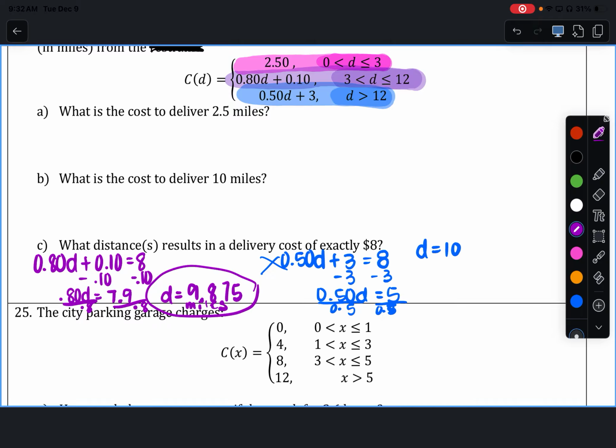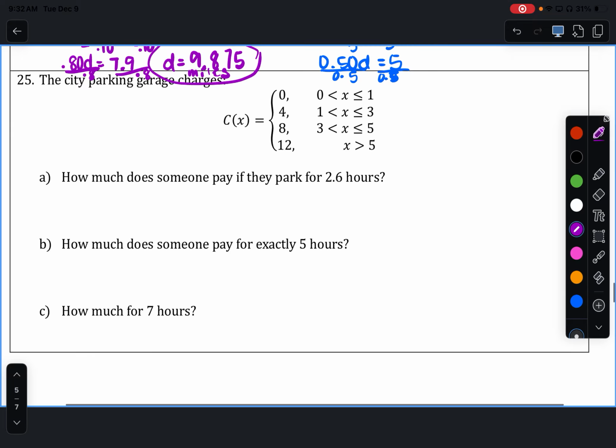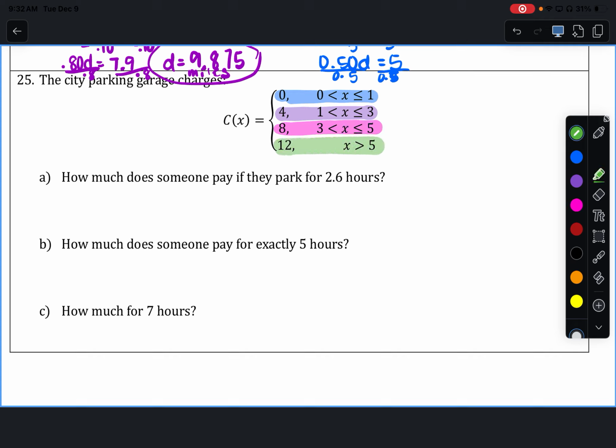Okay. Now, we're going to look at number 25. So 25 is the city's parking garage charges C of X. So it charges $0 between 0 and 1 hours, $4 between 1 and 3 hours, $8 between 3 and 5, and $12 after 5 hours. Okay, so how much does someone pay if they're parking for 2.6 hours? $4.